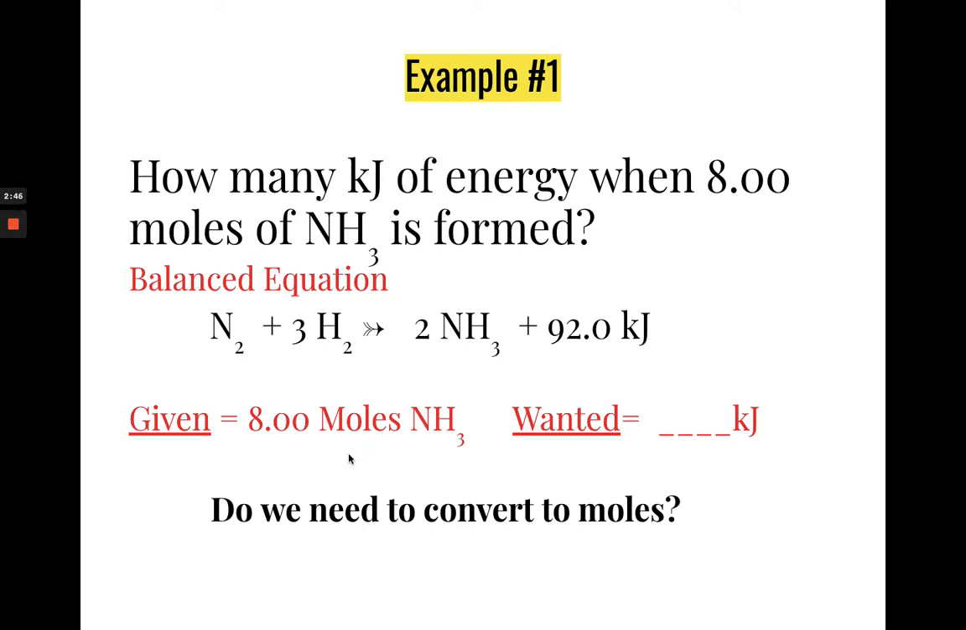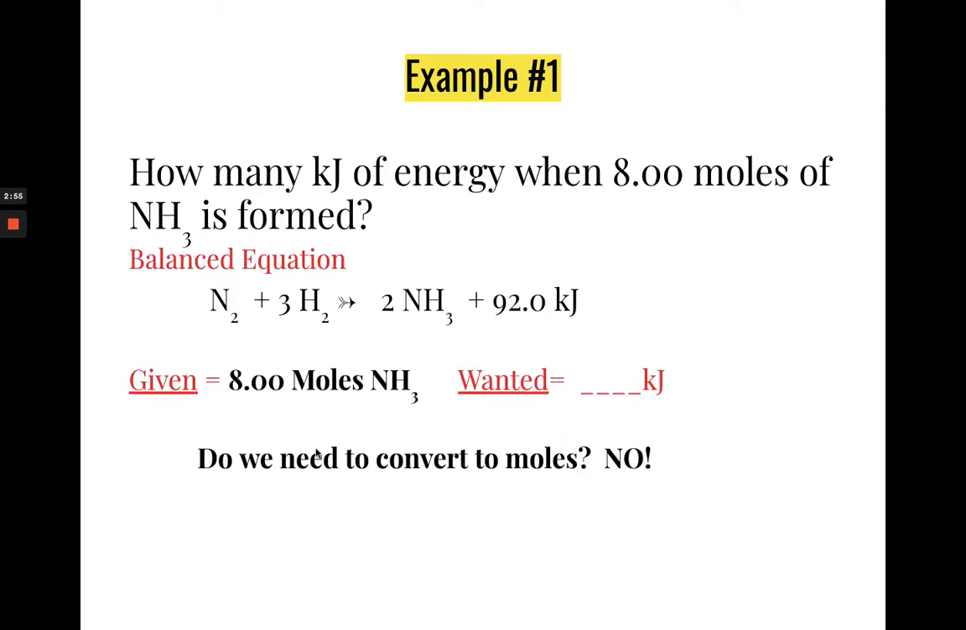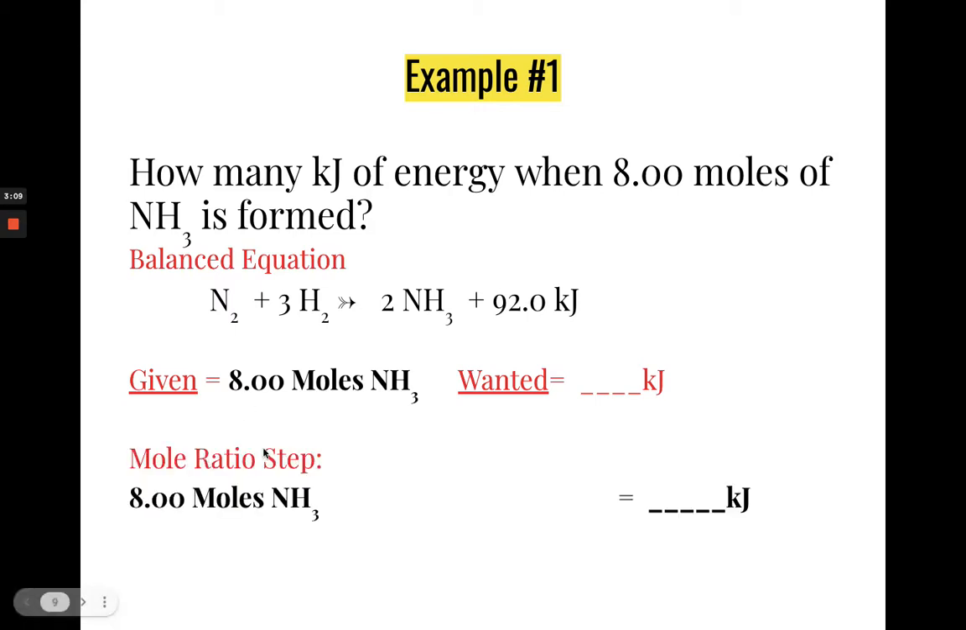Now, let's look at this. The first step is always converting to moles. But in this case, based on this problem, do we need to do this step? Do we need to convert to moles? And the answer to this is no, we've already got it in moles. So we don't have to change this to moles when it's already in moles. So our given is in moles. So it's really just the ratio step that we have to do. So we're going to do the mole ratio step.